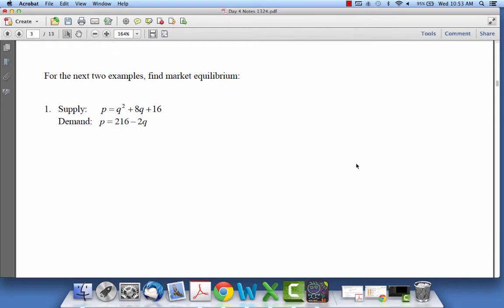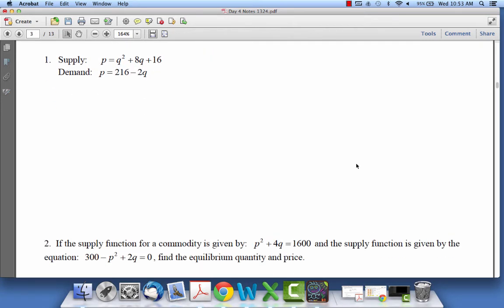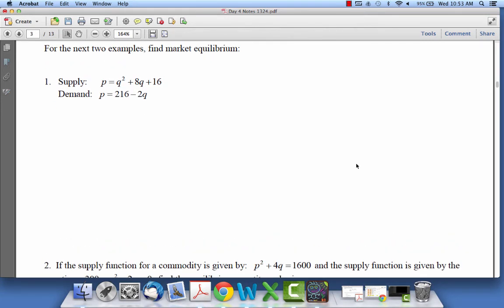Okay, so now I'm going to do 2 examples of how to find market equilibrium. And again, that's just where supply equals demand. So that may not maximize your profit, but what it does is you don't have people who desperately need an object, and you don't need a bunch of spare objects that nobody will buy.